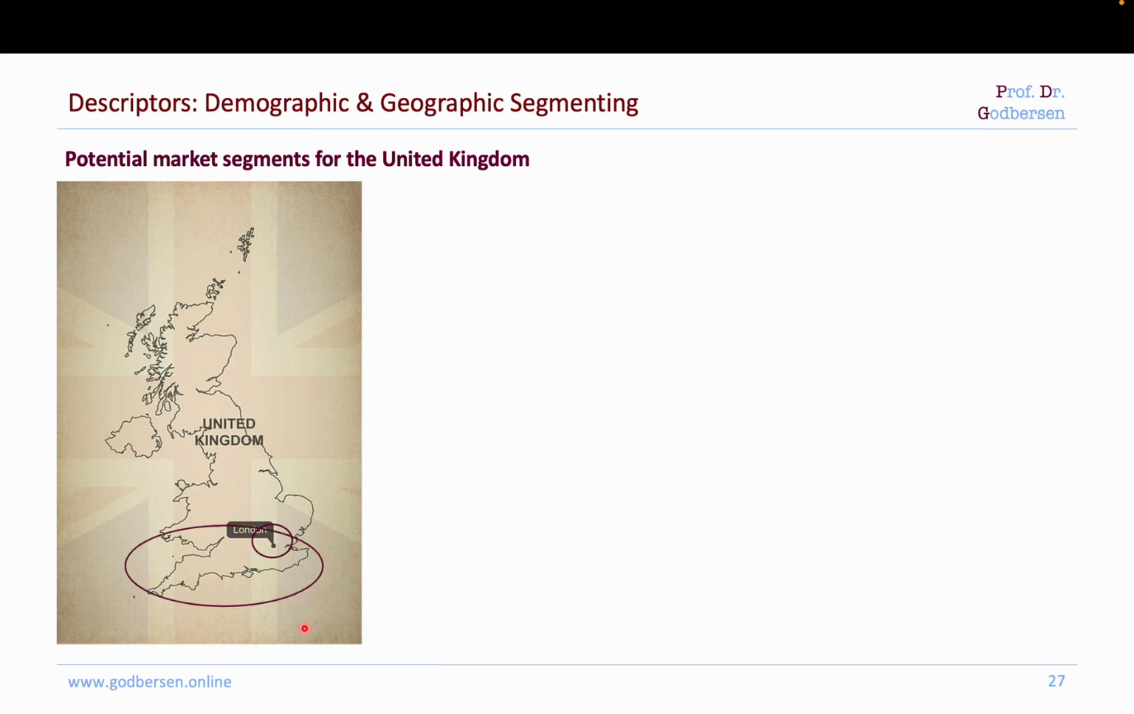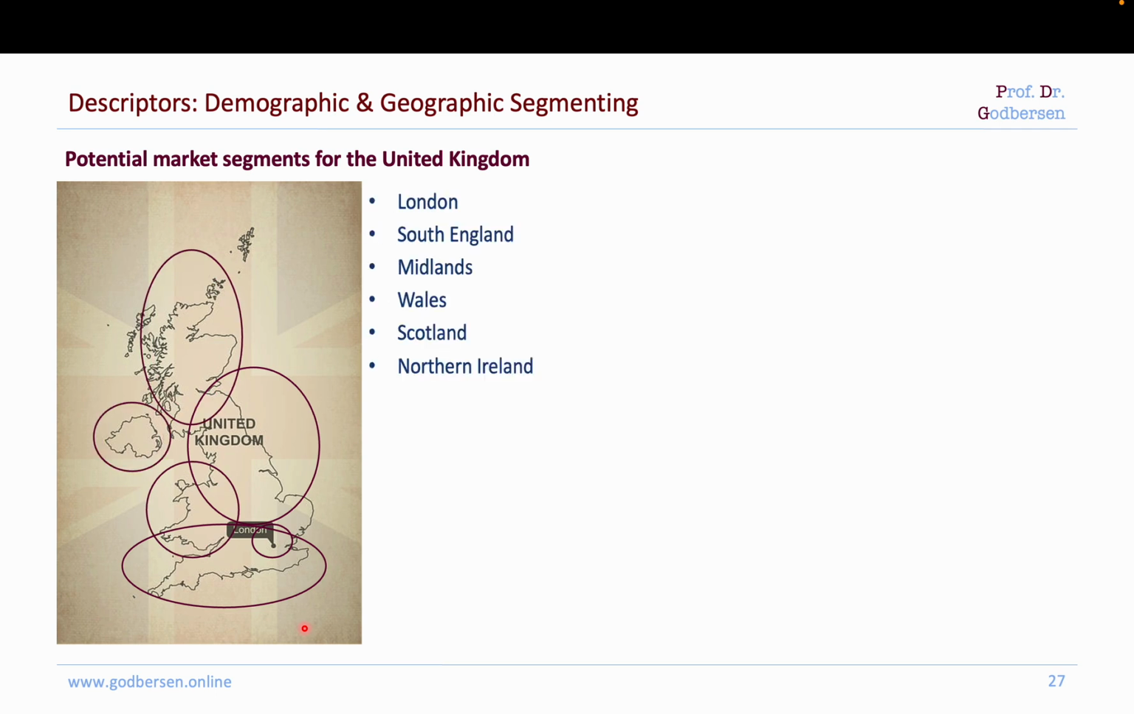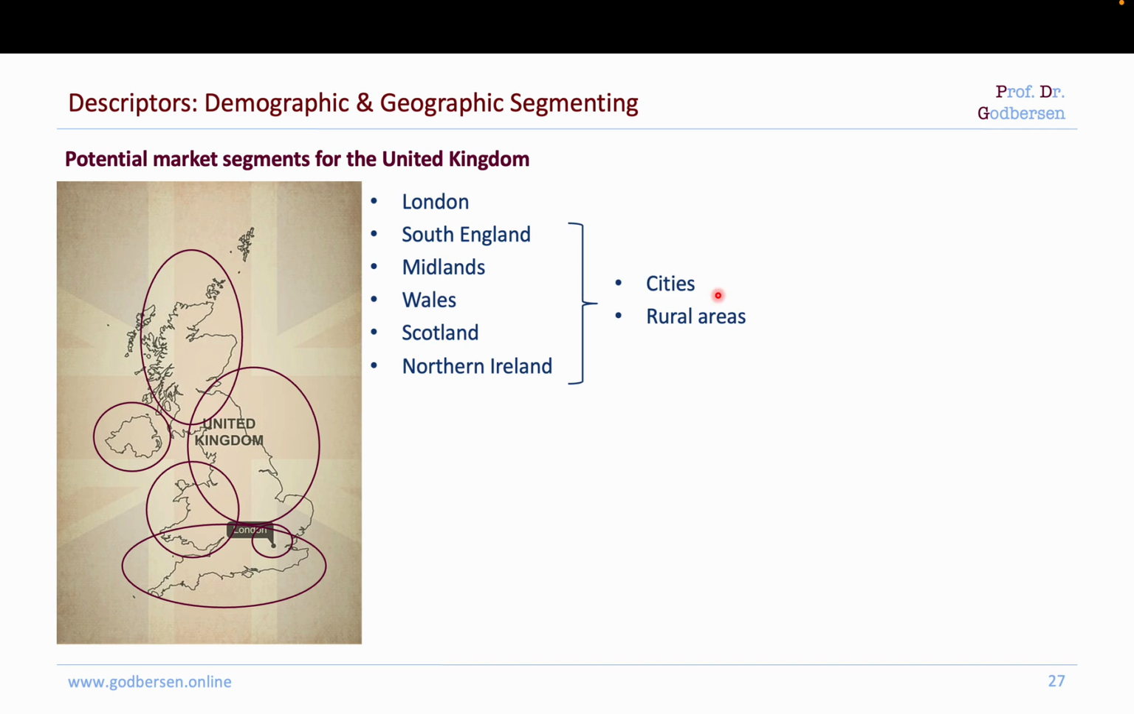You might have London, the south of England, the Midlands, Wales, Scotland and Northern Ireland. Someone from London is very much different from a down-to-earth guy from the Midlands, or a Scotsman is very much different than a Southern Englishman. So that might make sense. Furthermore, within England, Wales, Scotland, Northern Ireland, you might also distinguish between cities and rural areas. Again, the motives and the lifestyles are different.